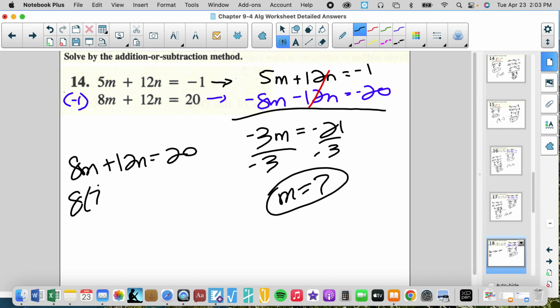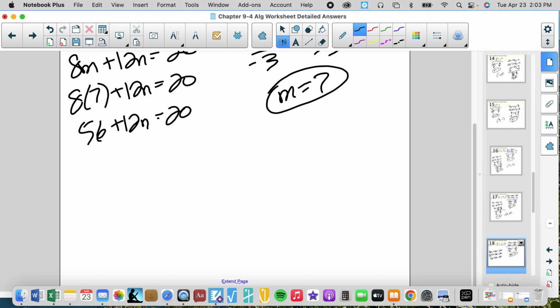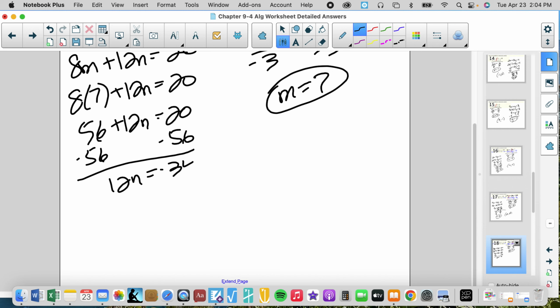Take the equation 8m plus 12n equals 20. 8m, with m the value of 7, is 56. So 56 plus 12n equals 20. Minus 56, minus 56. 12n equals -36. Divide by 12, divide by 12, n equals -3.